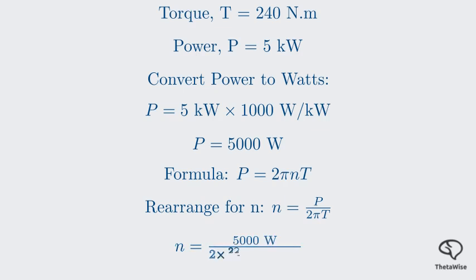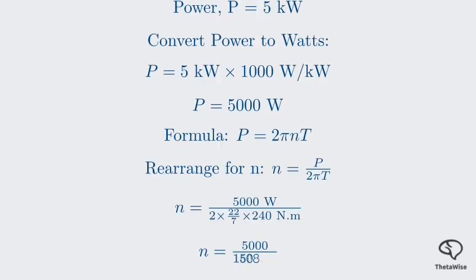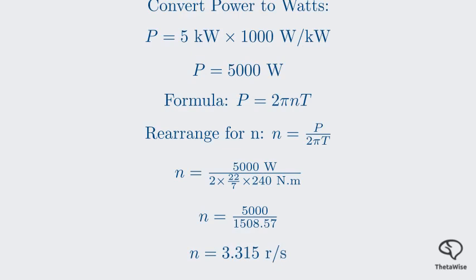N equals 5,000 watts divided by 2 times 22 over 7 times 40 Newton meters. Calculating this, we find that the rotational frequency, N, is approximately 3.315 revolutions per second. This is the rotational frequency of the machine. To quickly summarize question 4, we used the power formula to find the rotational frequency, making sure to convert units to be consistent. This is a common application of these principles.